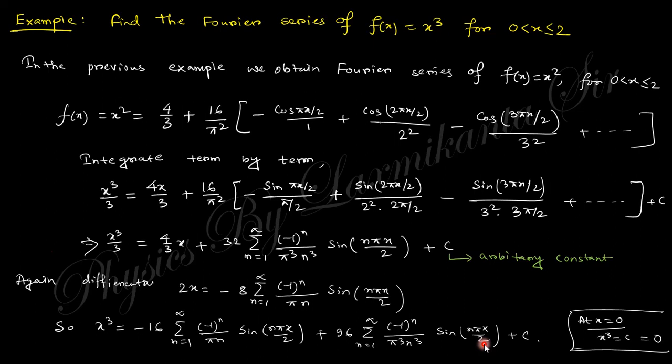That means term by term derivative will help us, or integration will help us, to solve the complicated Fourier series. Clear? If there is any doubt, you must comment in the comment box.